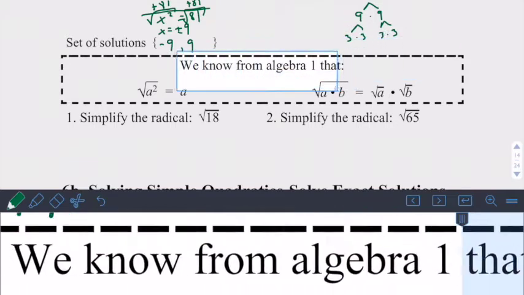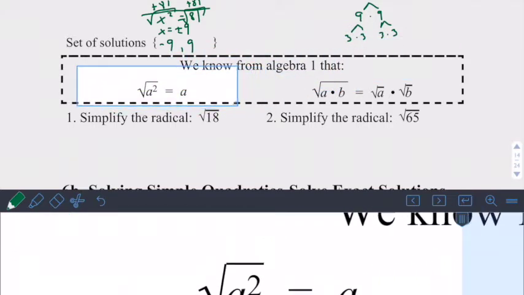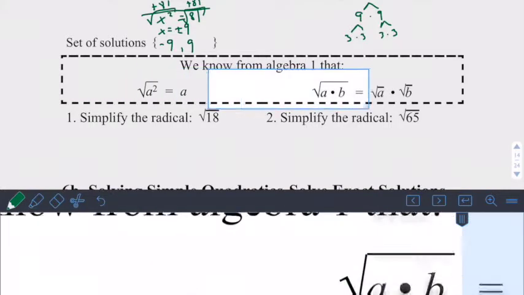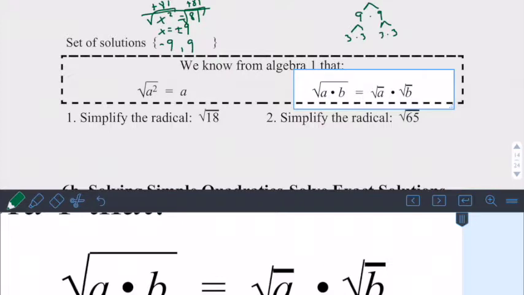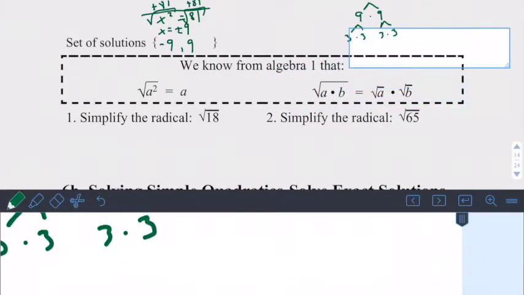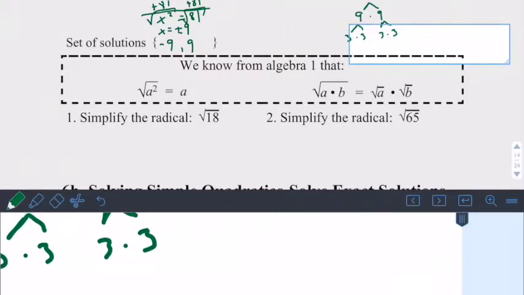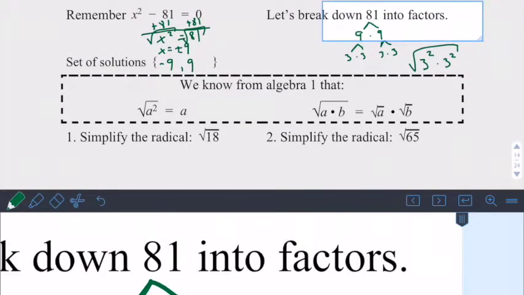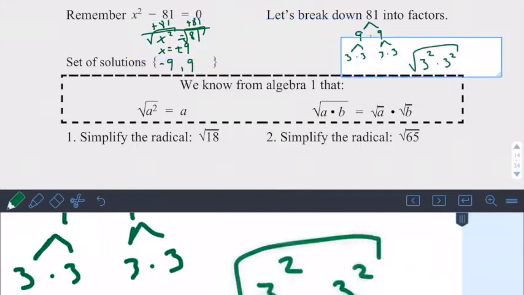So we know from Algebra 1 that the square root of a squared is just a, because squaring and square rooting are opposites. And we know that if you're multiplying, you can split your radical up. So I'm going to do that with 81 right now. I have 3 squared times 3 squared all under my square root. That's like saying 81, the square root of 81 that I did over here.